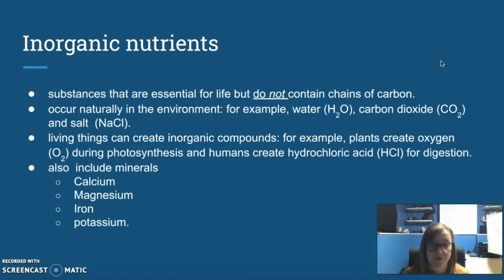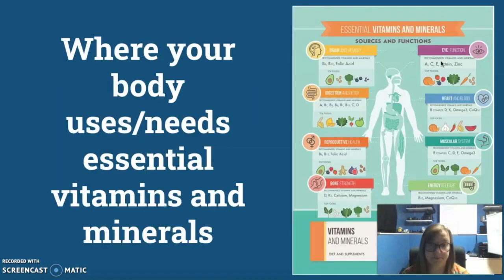So our inorganic nutrients do not contain chains of carbon. They occur naturally in the environment, like water, carbon dioxide, and our salt, which is sodium chloride. And we can create inorganic compounds, like plants can create oxygen, humans create carbon dioxide, and we actually can create hydrochloric acid in our stomachs for digestion. They also include our minerals, like our calcium, our magnesium, our iron, our potassium, all those things that you guys did last week in our inorganic assignment.